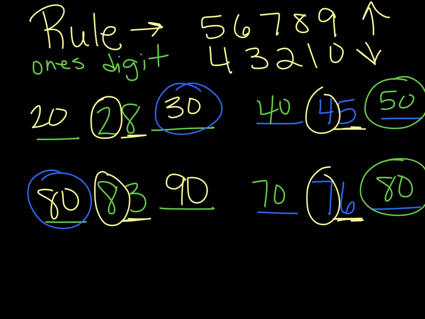Okay, here are the answers. I hope that you got them all right. The only one I want to really touch on is this one here, 45. 45 is that one that's at the top of the hill, and if it's 5 or larger, that bossy digit tells it that you go up to the next one.